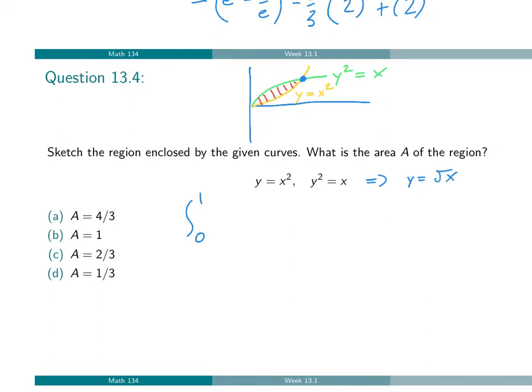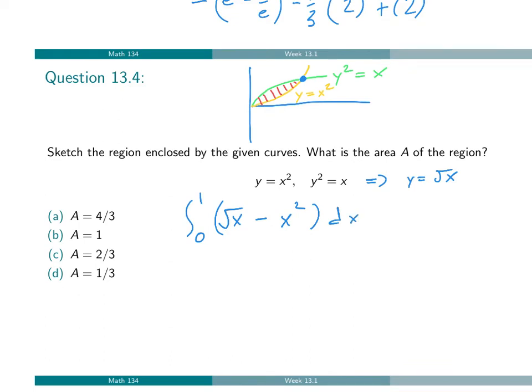And we don't have to worry about plus or minus the square root of x because we're only dealing with numbers from 0 to 1, which are positive real numbers. So our top curve is the square root of x, and we're subtracting away the bottom curve, which is x squared.